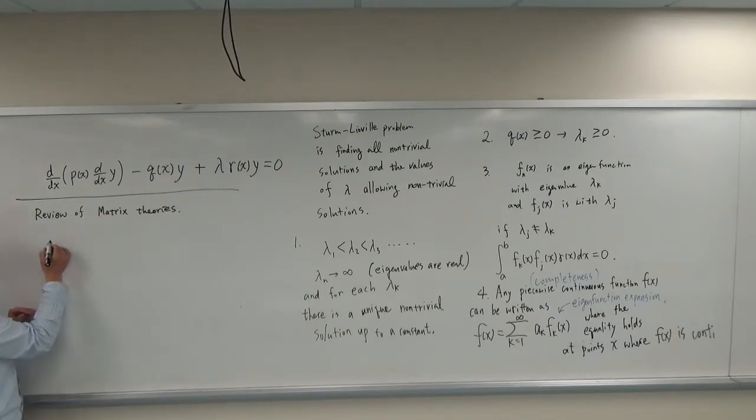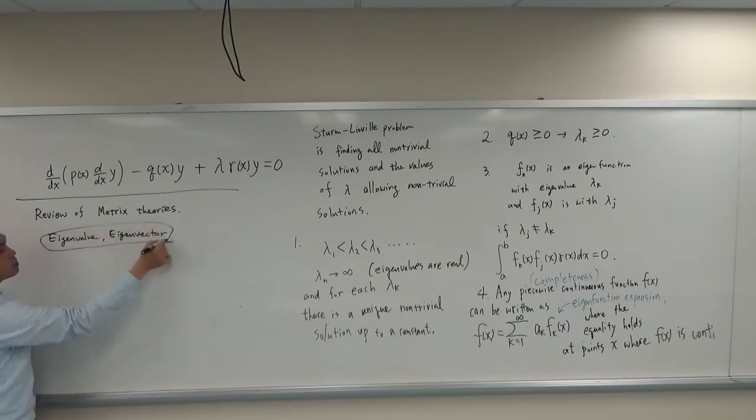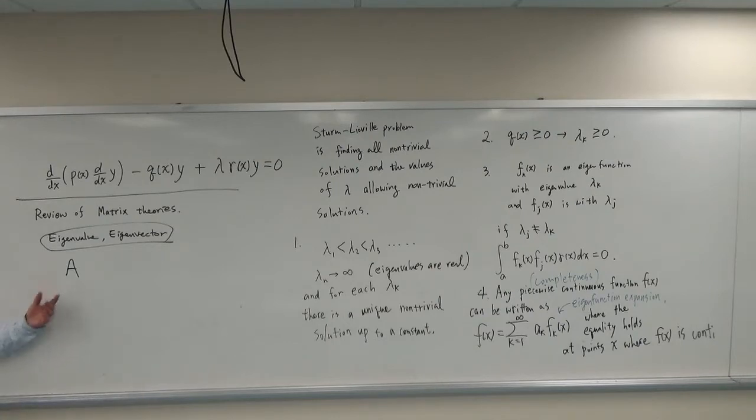Okay. So first, we call the eigenvalue, eigenfunction, or eigenvector in this case. What's the definition of an eigenvector of A? So you're given a matrix. What's the definition of an eigenvector of the matrix A? Suppose the vector is V, and the corresponding eigenvalue is lambda. It's A V equals lambda V. Yeah, that's perfect.